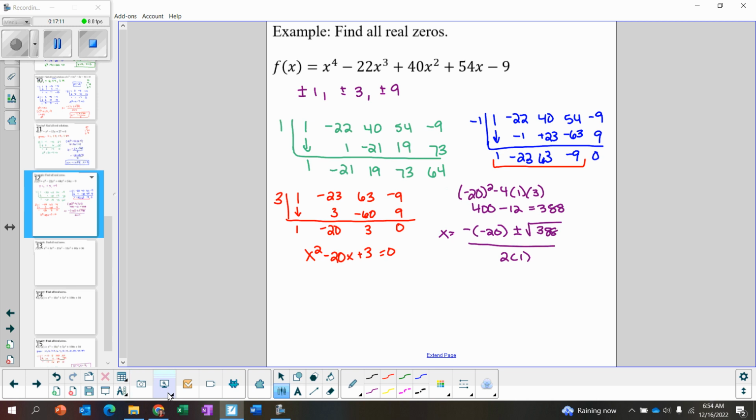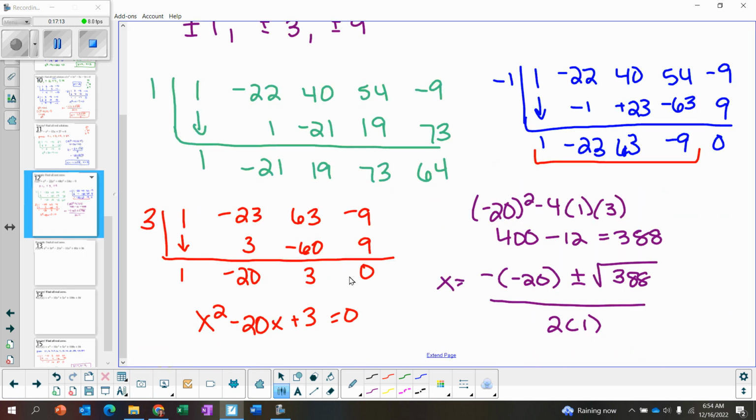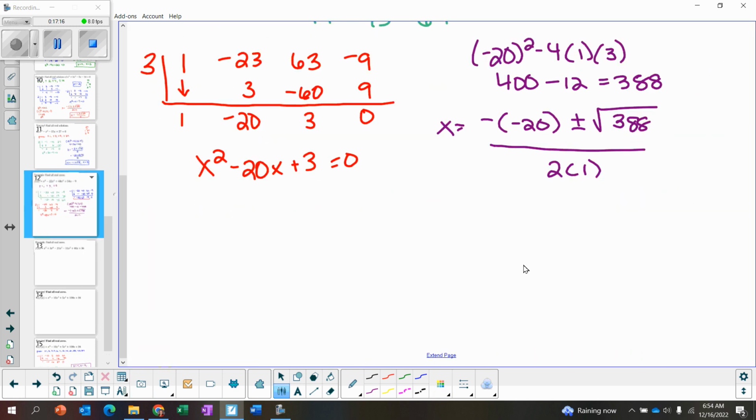So this is going to be positive 20 plus or minus. So 388 is really 4 times 97. So the square root of 4 is 2. Leave 97 inside, which means all of this can be reduced by 2.